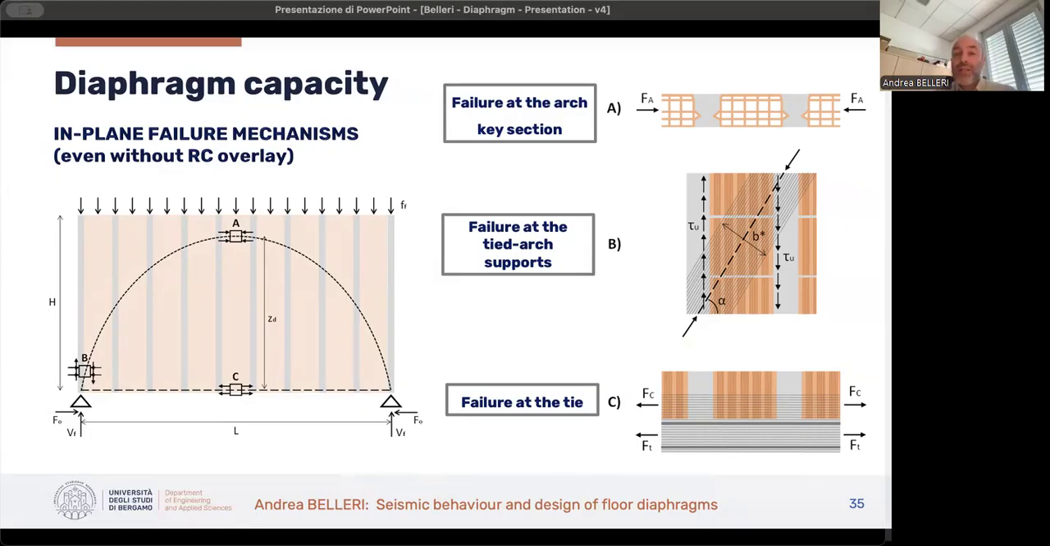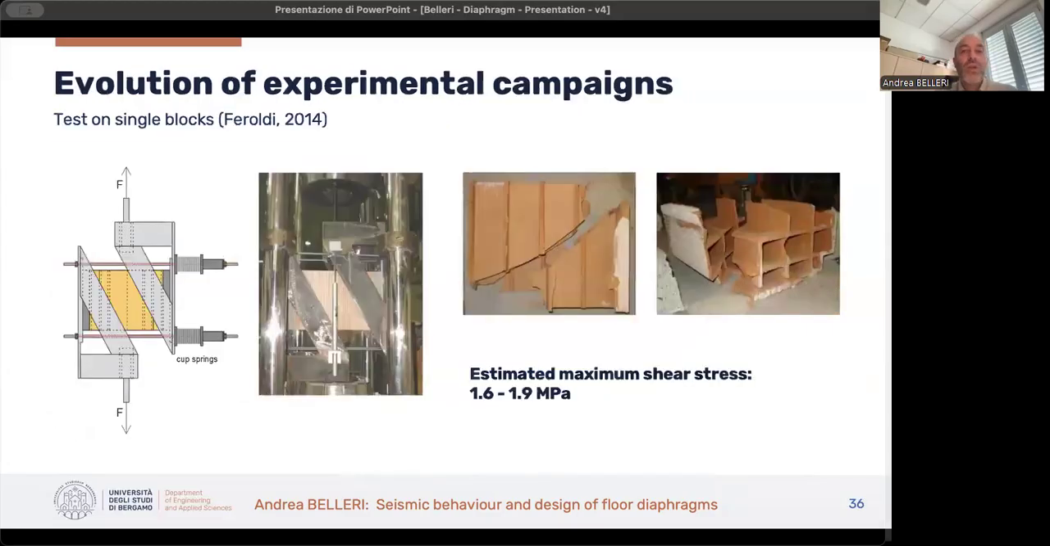Among these failure mechanisms, B is the most probable. So to study this mechanism, an experimental campaign was carried out.